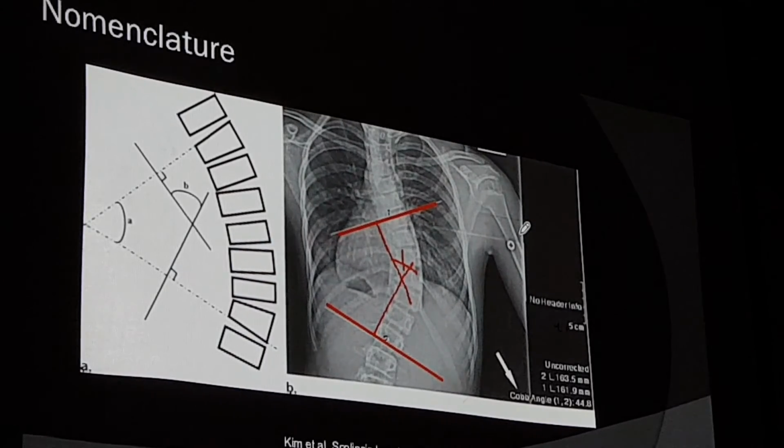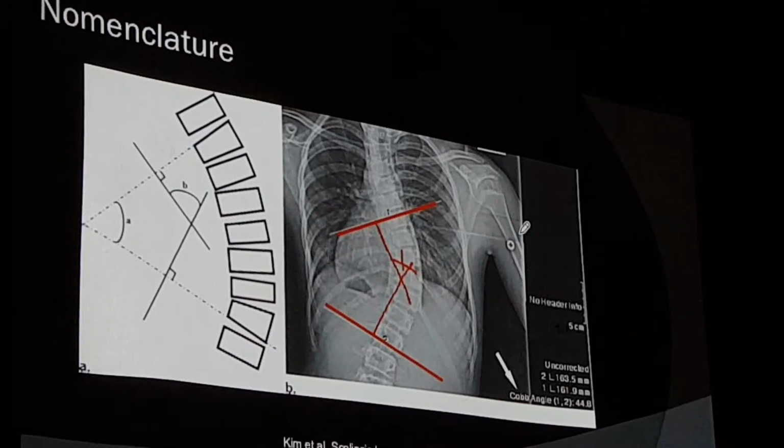And you have to mention the end vertebrae because when the patient will come back to you for reevaluation after, let's say, rehab or surgery, you have to be able to use the same end plates so that you can determine whether there is progression or regression, whether your patient is getting better or not.